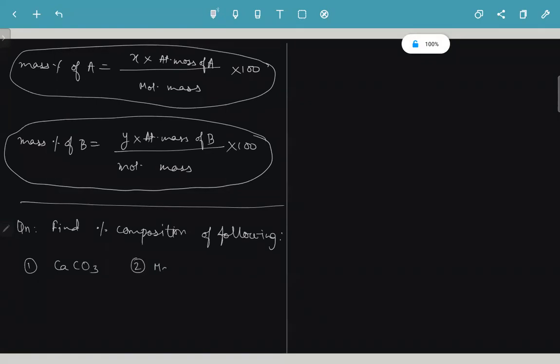CaCO3, MgSO4, CH3COOH, acetic acid. Try it. Find out the percentage composition of different elements present in these compounds. I'll be back in a minute.